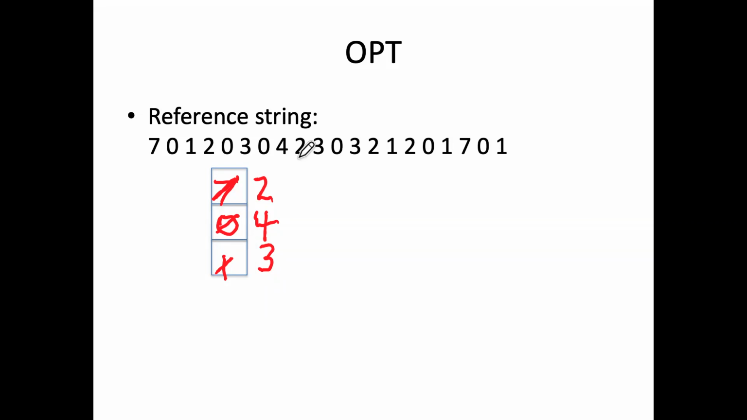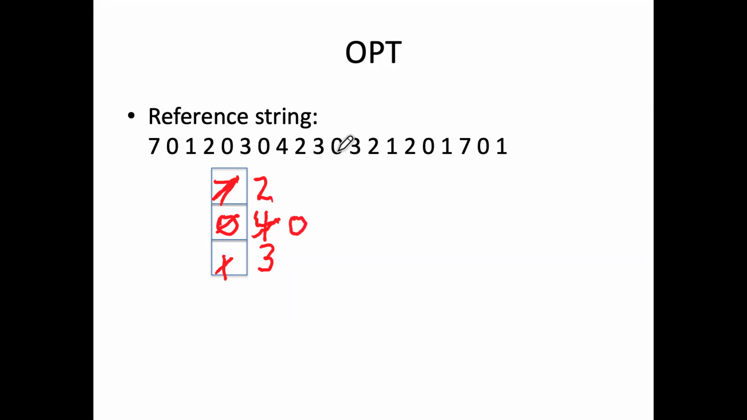Page 2 is still in memory, so that's not a page fault. Page 3 is still in memory, so that's not a page fault. Now page 0 we threw out a moment ago, so we have to bring it in. Who should we throw out to make room for it? It better not be page 3. It better not be page 2, so that leaves page 4. We're going to throw out page 4 to make room for page 0.